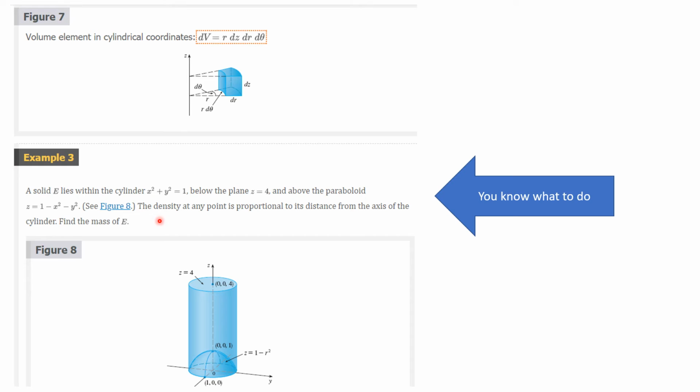And we're also making this into a density problem as well. So the density at any point inside here is proportional to the distance from the axis of the cylinder, and the axis of the cylinder is the z-axis. So you want to find the mass of E. This is a nice little problem. You know what to do. Let's see how you did.